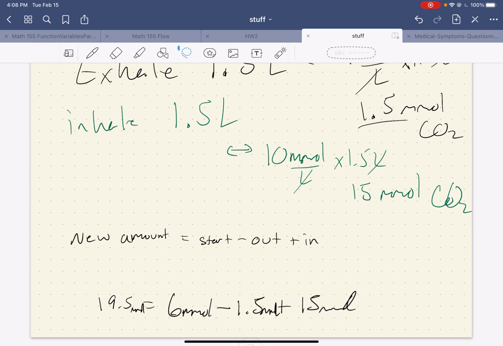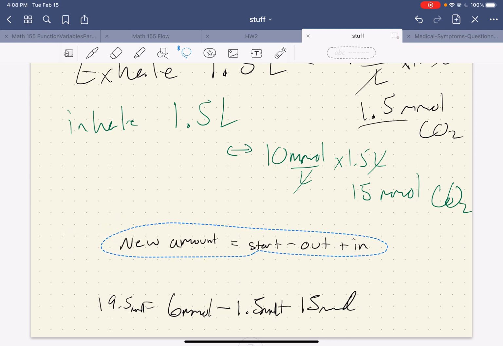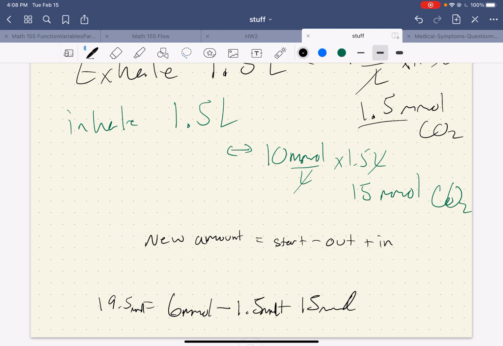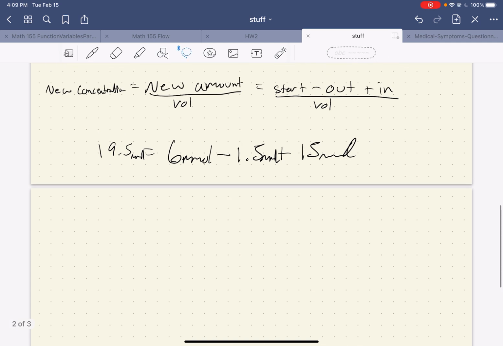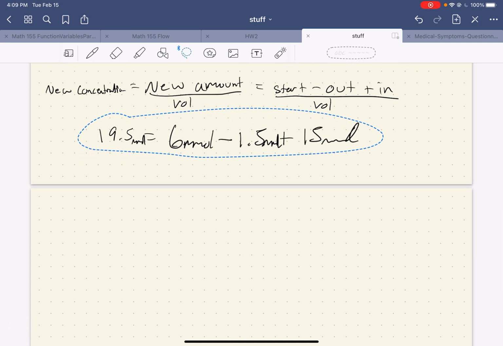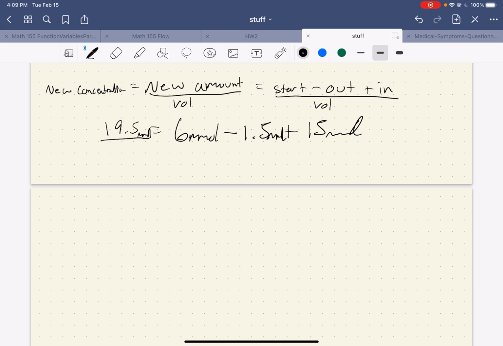So in fact, let's add to this formula. So here's the idea. If I take my new concentration, well, that's my new amount over my volume, which is this over my volume. Okay, so let me get another page going. In this case, my new concentration is 19.5 millimoles divided by 6 liters, the volume of my lungs, and that would be all of this over 6 liters.